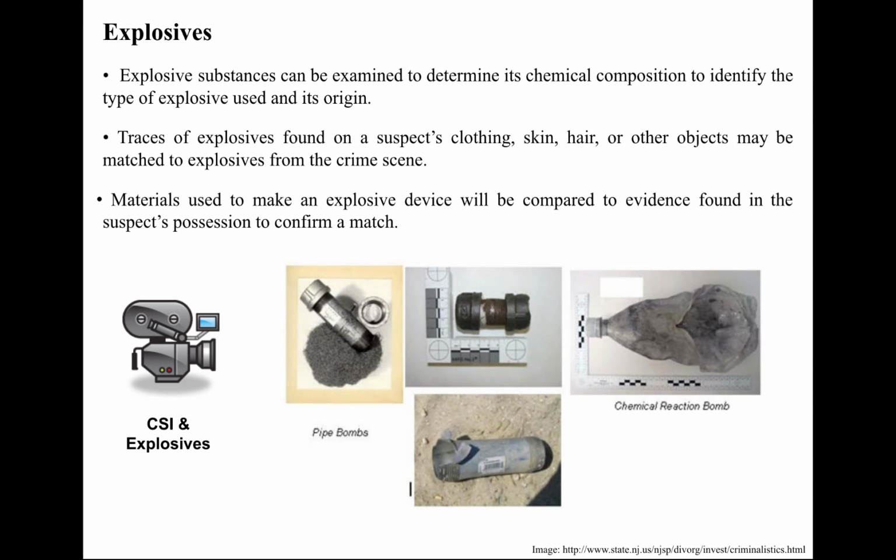Whenever you're exploring explosives, the substances can help you determine the explosive substance's chemical composition. You will be able to identify the type of explosive used or where it came from, known as its origin. Traces of explosives can be found on suspects' clothing, skin, hair, or other objects, and that will match the explosives from the crime scene to a suspect. Also, the materials used to make an explosive device will be compared to evidence found in the suspect's possession, and that's another link between the suspect and the crime.